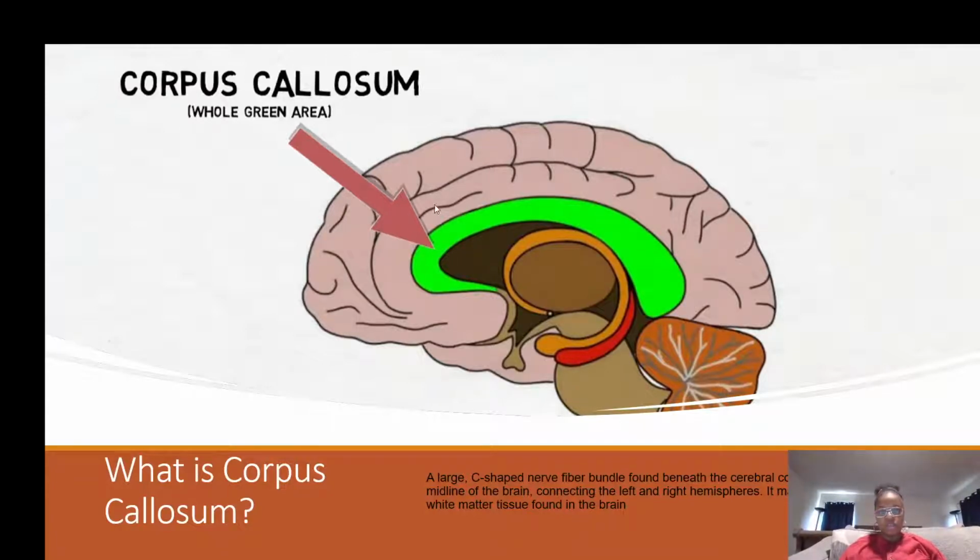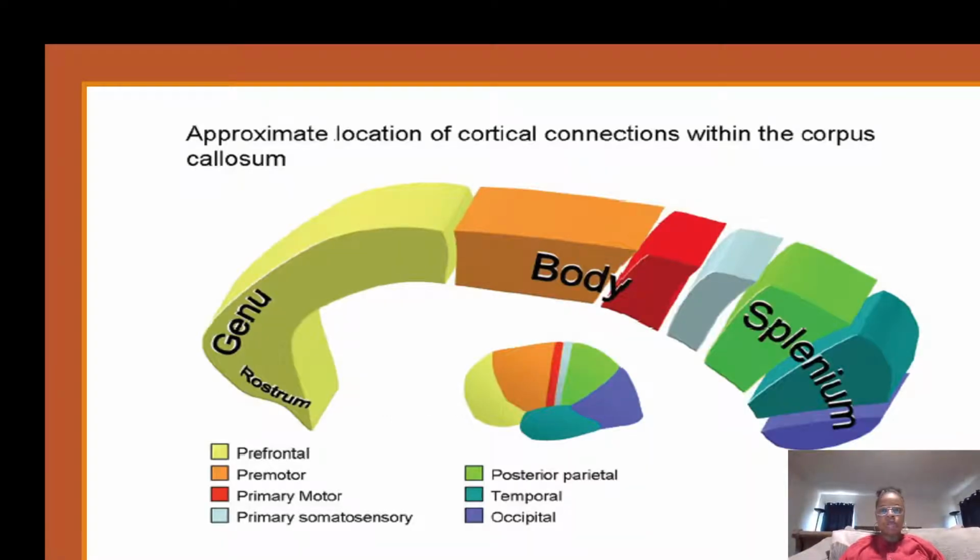is the corpus callosum. It's a large C-shaped nerve fiber bundle found beneath the cerebral cortex. It stretches across the midline of the brain, connecting the left and right hemisphere. It makes up the largest collection of white matter tissue found in the brain. So there are four parts. You have the rostrum, the genu, the body, and the splenium. And they're color coded.